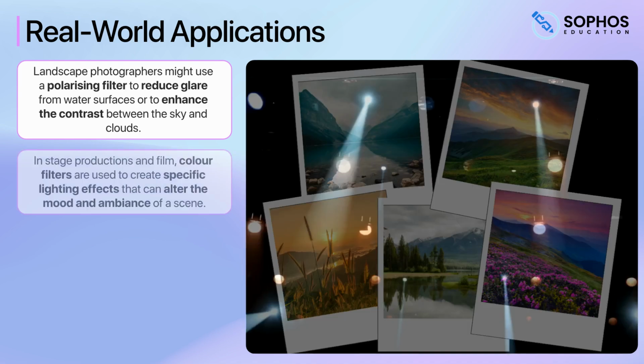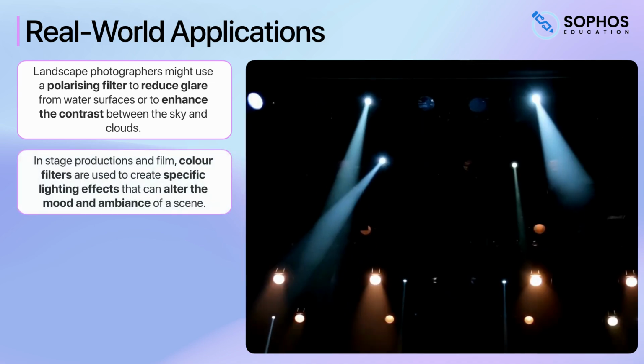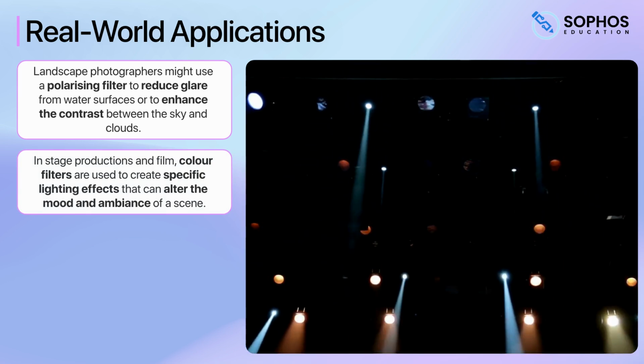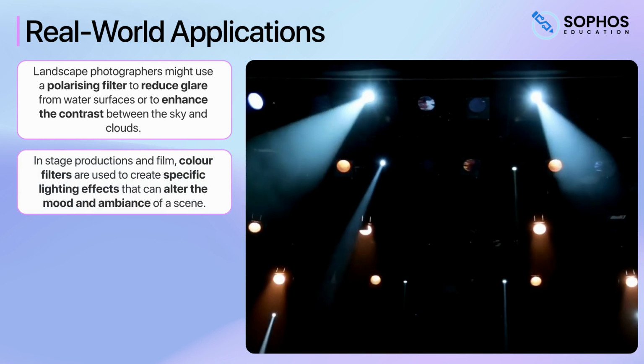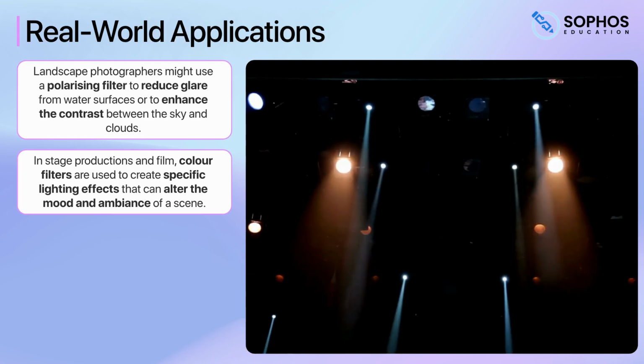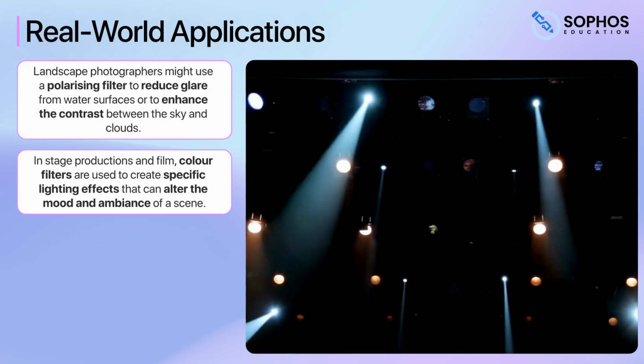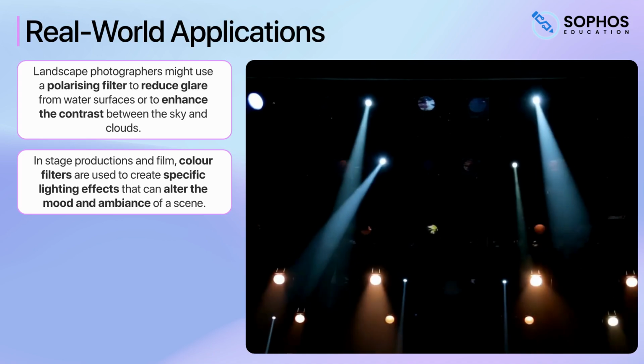In stage productions and film, colour filters are used to create specific lighting effects that can alter the mood and ambience of a scene. For example, a red filter might be used to create a warm or intense atmosphere, while a blue filter could create a cooler, calmer setting.